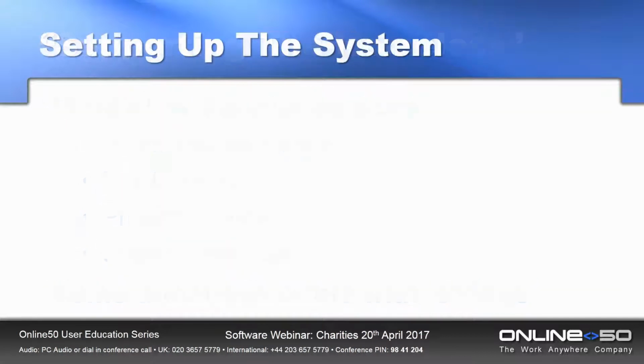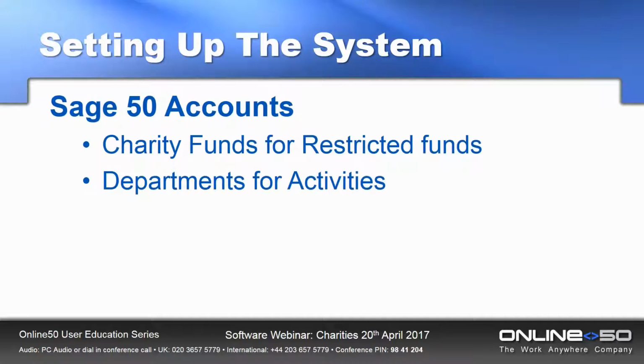So we're going to think now about how we set up the system. So in Sage 50 accounts, there's a feature, charity funds, which can be turned on, and we're going to use that for tracking the restricted funds.